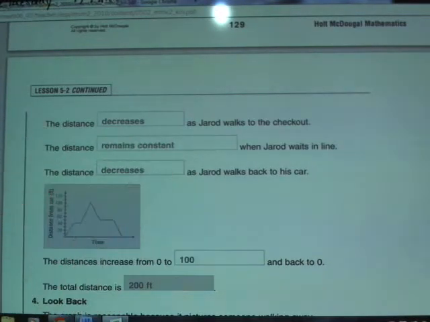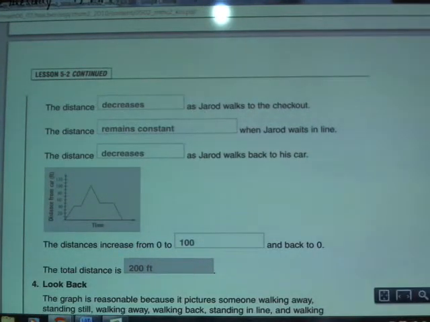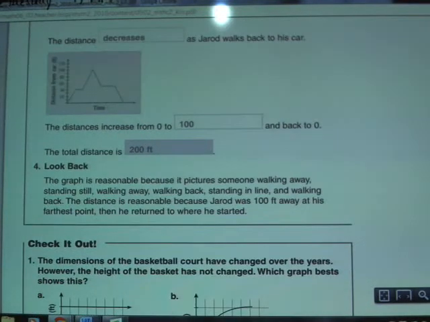So after we make our graph then, the question is, what's the total distance you traveled? Because that's what the question was asking me to find. Well, he walked 100 feet to the back of the store and then 100 feet back from the back of the store to his car, so the total distance traveled there is 200 feet.